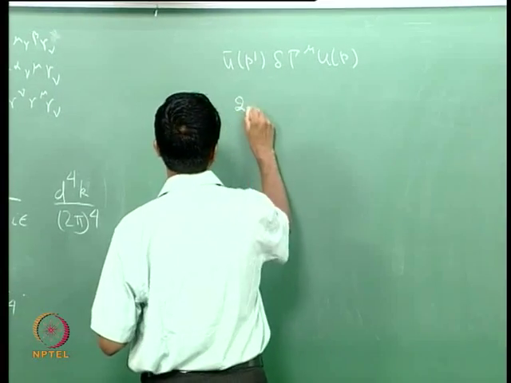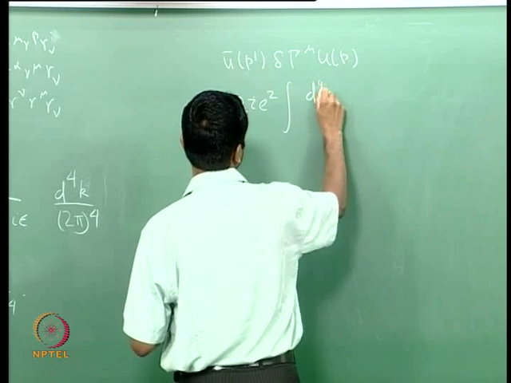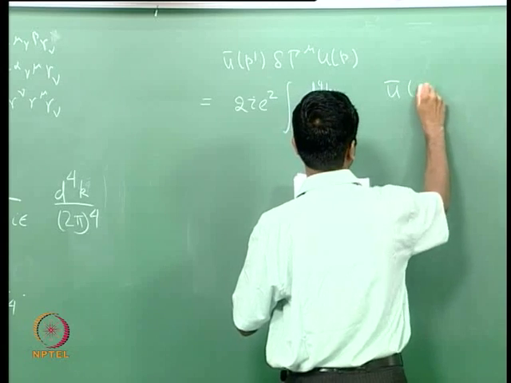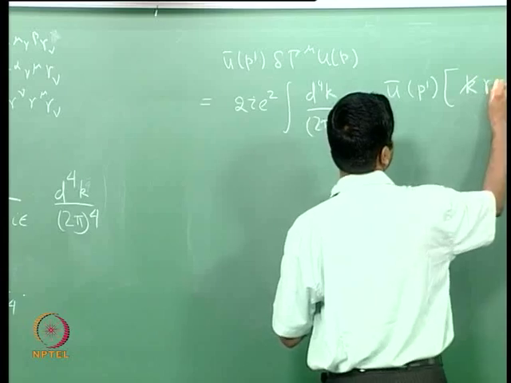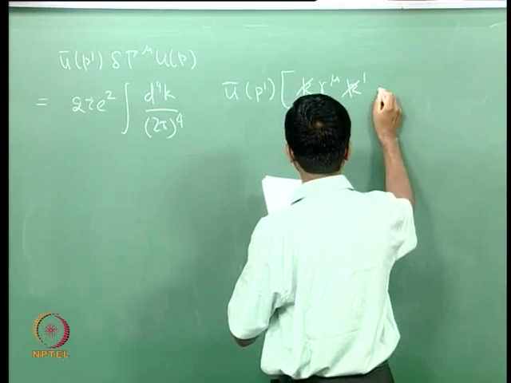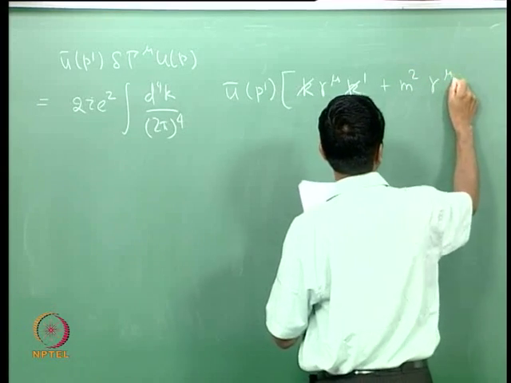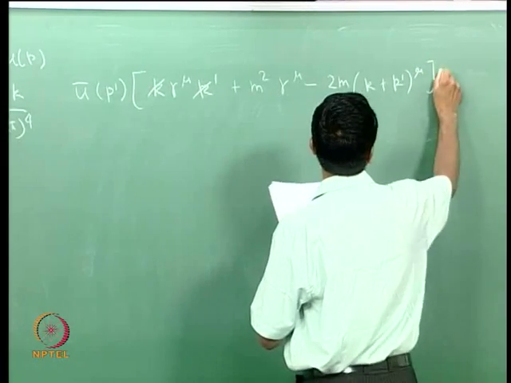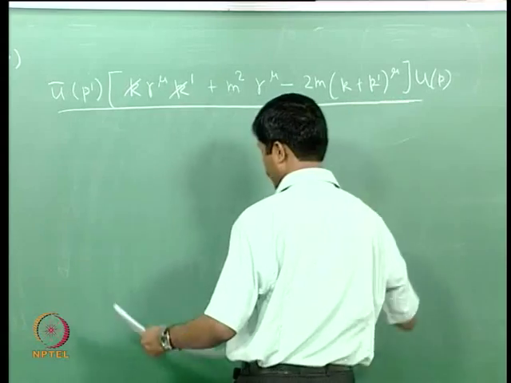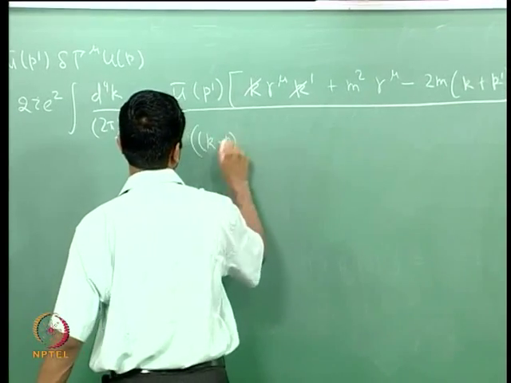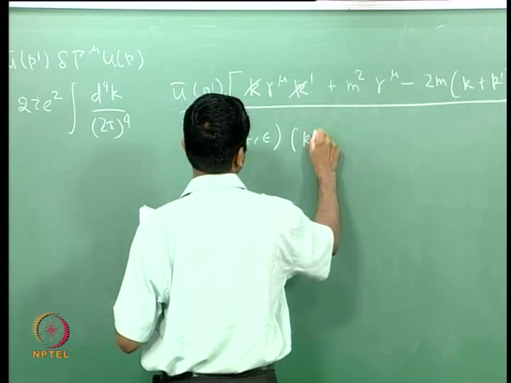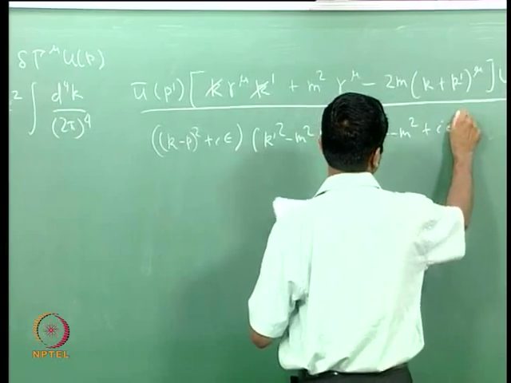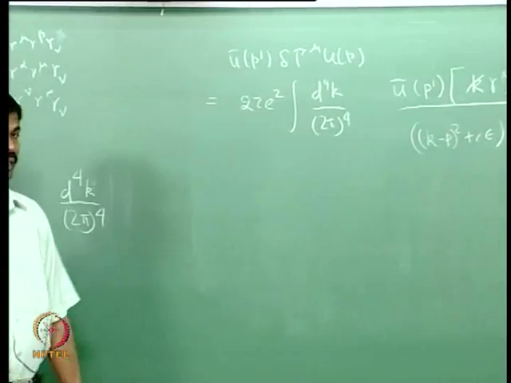So 2i e square d4 k over 2 pi to the power 4th u bar p prime k slash gamma mu k prime slash plus m square gamma mu minus 2m k plus k prime mu u of p, this divided by k minus p square plus i epsilon, k prime square minus m square plus i epsilon, k square minus m square plus i epsilon. This is what you have.